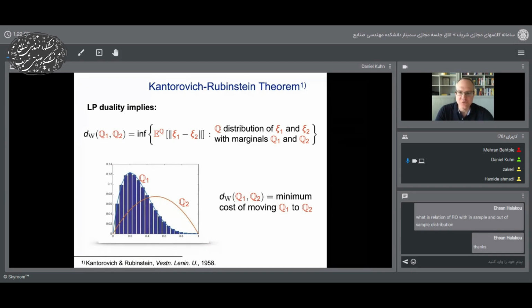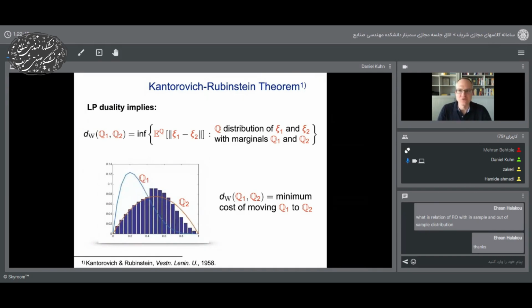Okay, so Q is a joint distribution of xi1 and xi2 with marginal distributions Q1 and Q2, and we just minimize the expected value of the norm distance between xi1 and xi2. Geometrically, the Wasserstein distance between xi1 and xi2 can therefore be interpreted as the minimum cost that you need to pay to move the distribution Q1 to the distribution Q2, when the cost of moving a unit mass from a point xi1 to xi2 is given by the norm distance between xi1 and xi2.